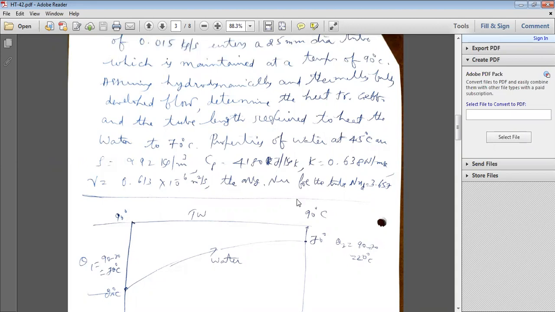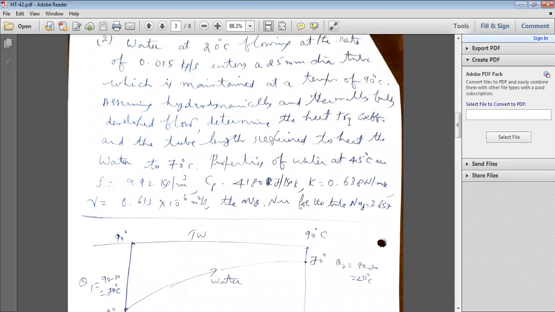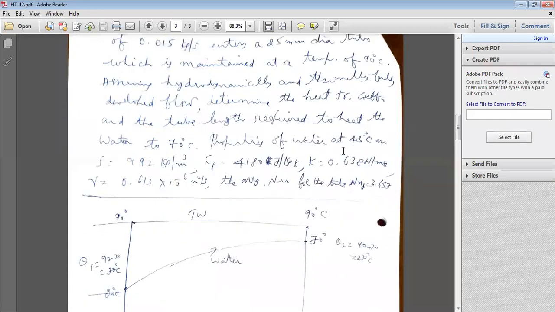You have to calculate that. For this, you require some properties of water. But at what temperature do you take the properties of water? At the mean temperature of water. Water entry temperature 20 degrees centigrade, water exit temperature 70 degrees centigrade. So 20 plus 70, 90, average of these two, 45 degrees centigrade. So you have to take the properties of water at the mean temperature, the average temperature, 45 degrees centigrade.